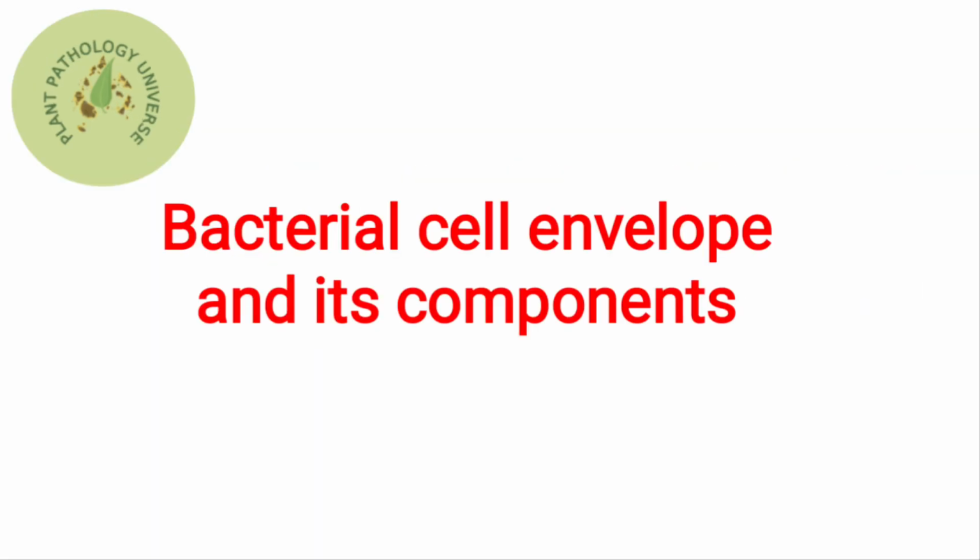So today we will be discussing the bacterial cell envelope and its components, right? If we look at it broadly, the cell envelope consists of three major parts. First is the capsule, which is the outermost layer, generally for the protection of the bacterial cell. Secondly, we have the cell wall, and the third component is the plasma membrane. These are the three components that we are going to discuss mainly.